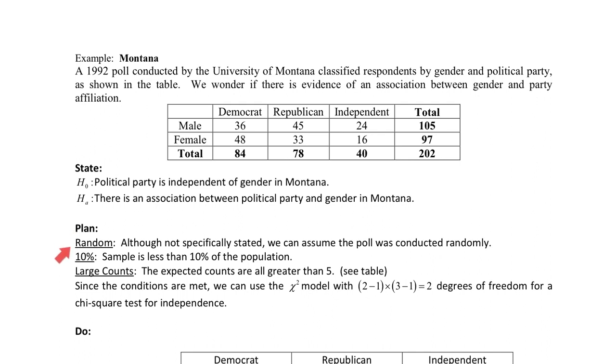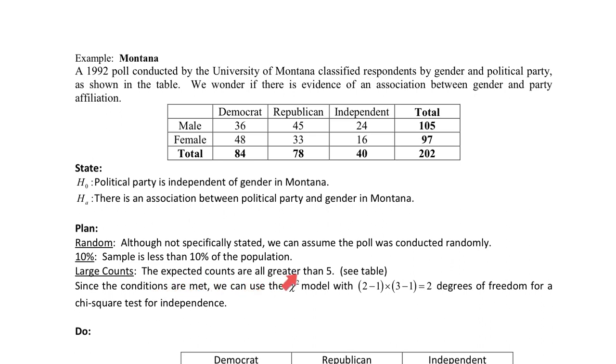So the plan: random. Although not specifically stated, we can assume the poll was conducted randomly because it did say it was by the University of Montana. So I think we're safe to assume this was an academic study and they used good research methods. 10% or independence, we can assume that the 202 is less than 10% of the population of respondents.